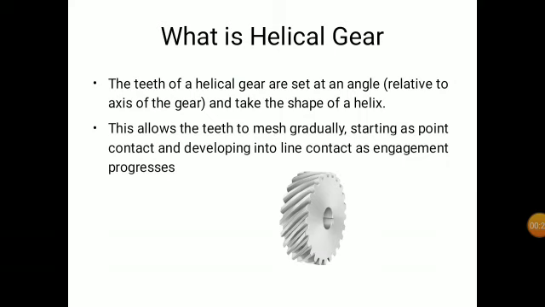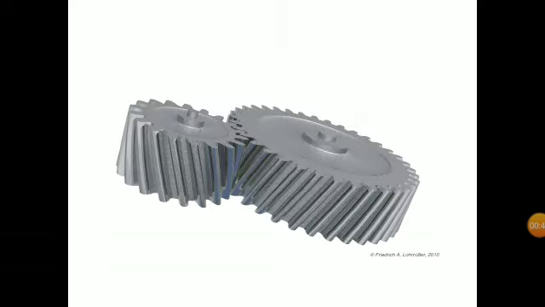First, what is meant by helical gear? In the case of a helical gear, we can see that the teeth of the gear are set at an angle, meaning it is not parallel to the central axis. The teeth here are called a helix, and this allows the teeth to mesh gradually between two teeth. When meshing, we can see here that the small gear is the driver and the large one is the driven. Here you can also see that the two gears are set at an angle.